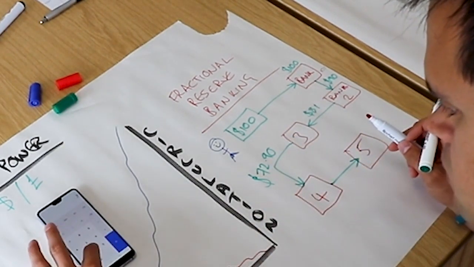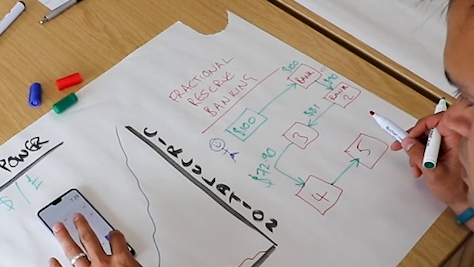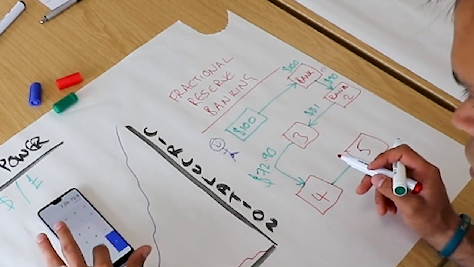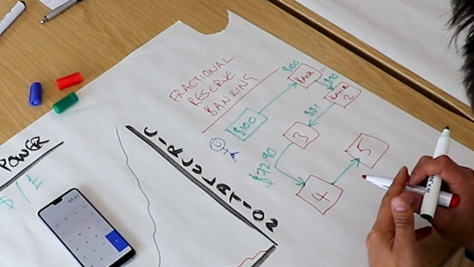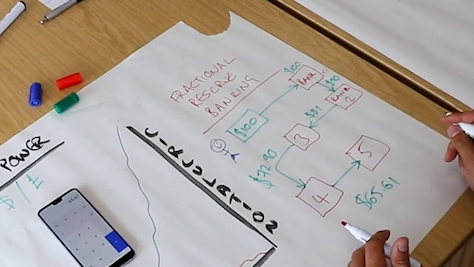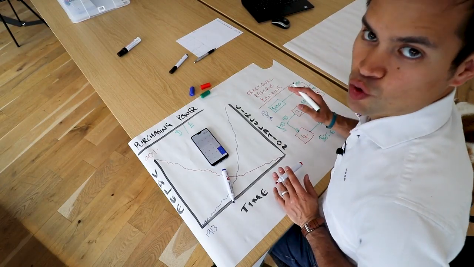And let's just do it one more time. What is that? 72.90 divided by 10. So they keep 7, minus 72.90, 65.61. So now they're sending 65.61. Okay. Here's the crazy thing, right?